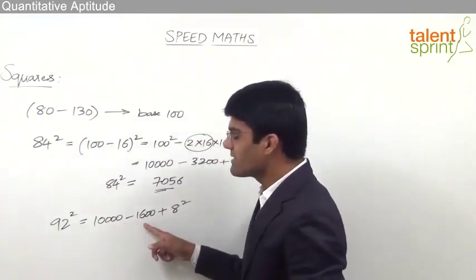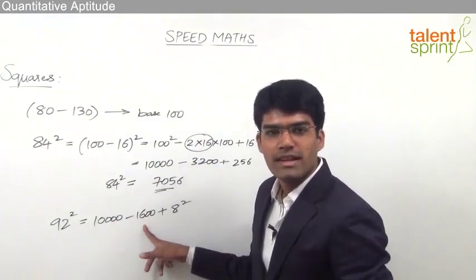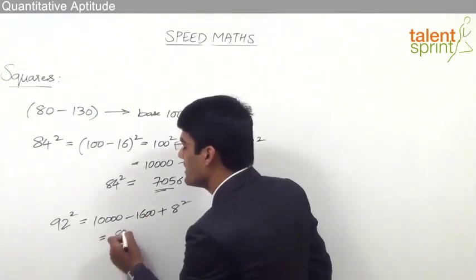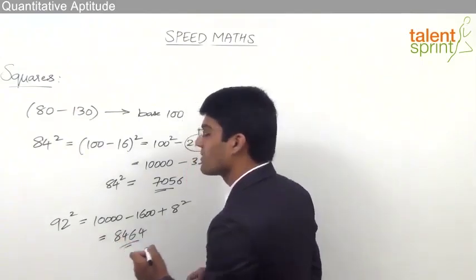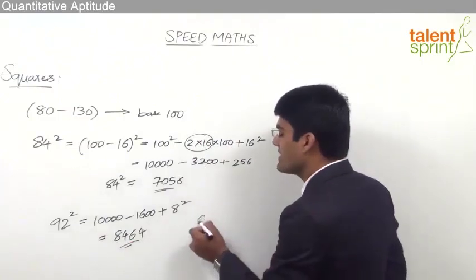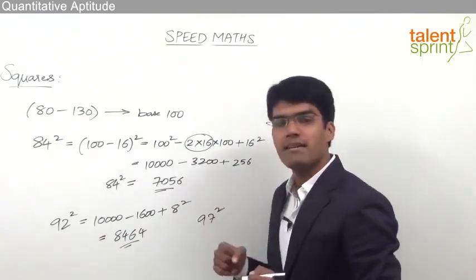So 10,000 minus 1600 is 8,400. 8,400 plus 8 square, which is 64, will be equal to 8,464. So this is what 92 square is. Likewise, if I want 97 square, 97 is 100 minus 3.